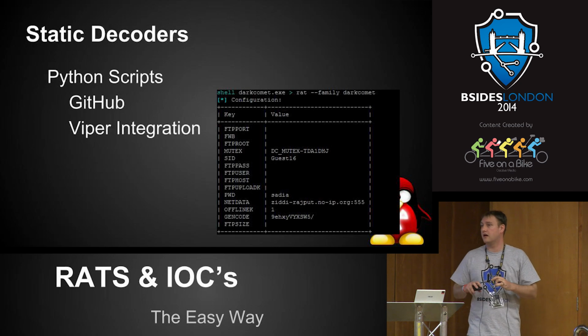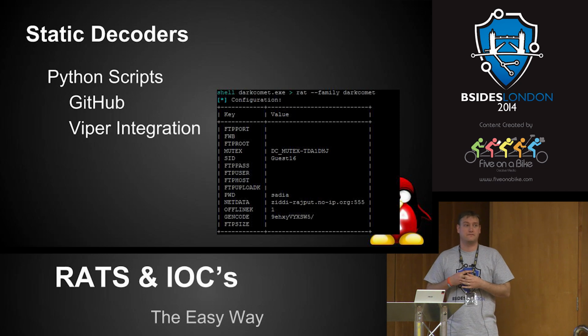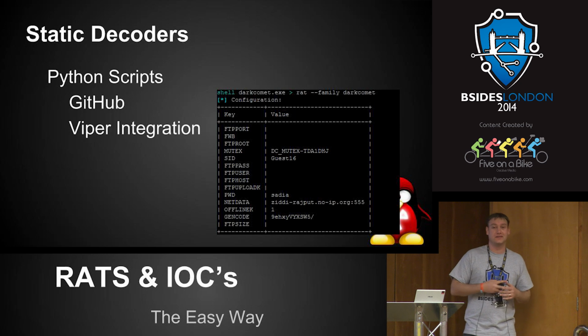The other thing I've done, is there anybody who does reverse engineering in here? Really isn't my crowd, is it? Sorry for those of you who I'm boring.